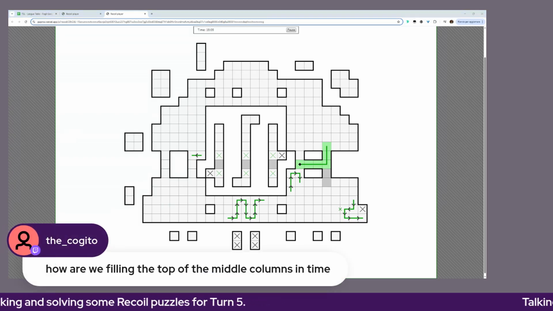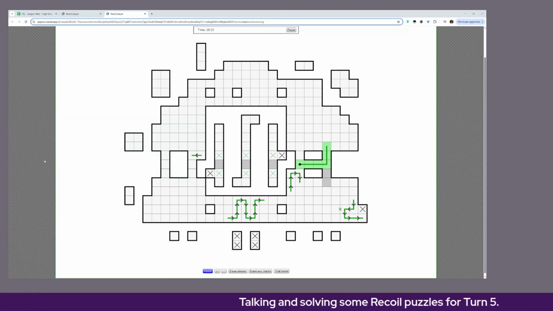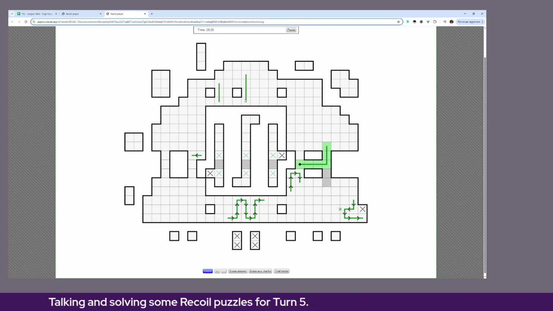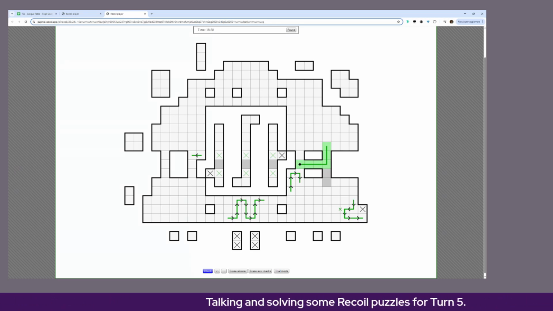The Cogito, how are you? How are we feeling the top of the middle columns in times? Yeah, it's clearly true that we must make some moves here going upwards. It's absolutely forced, because we have too many of those things going upwards. It's absolutely forced in those terms.